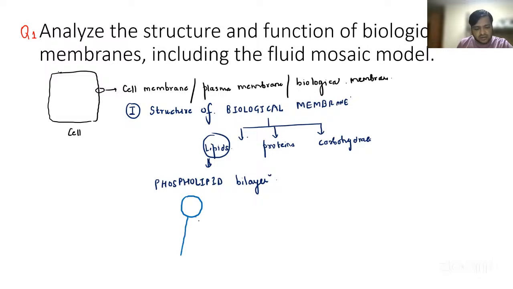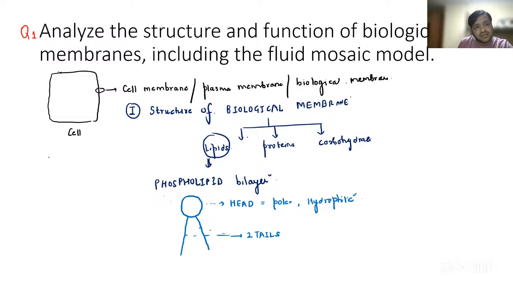Now, if we talk about the structure of the phospholipid, better remember that it has one head and two tails, guys. Two tails and one head. Now, remember guys, the head part is polar. It is hydrophilic. The head part is water loving.